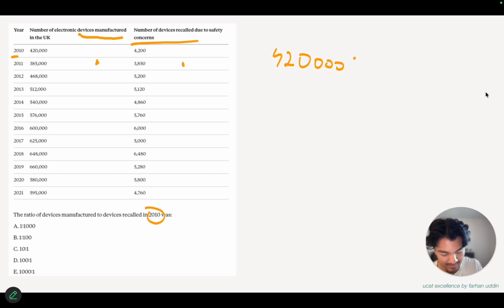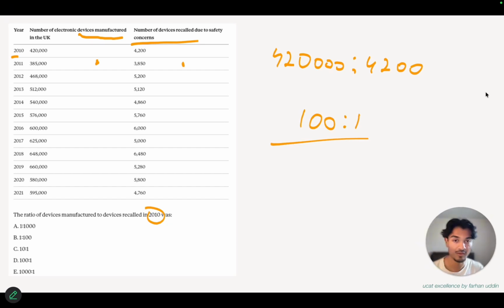420,000 and then 4,200. So really, all we need to do there is cross out the zeros, and we end up getting 100 to 1 as our ratio here. Basically, the most common mistake you could have here is putting 1 to 100 instead if we flipped the ratio around. So the answer here is D.